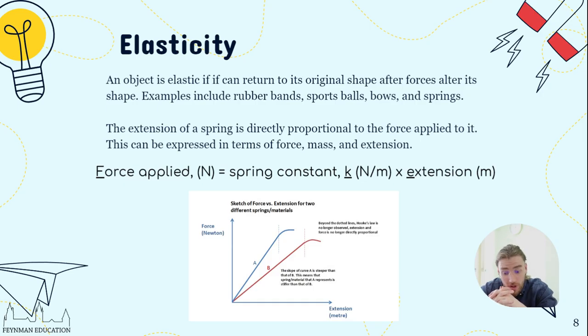Okay, the spring constant, K, is going to be a constant value for a specific material. So a metal spring and a plastic spring are going to have different spring constants due to the material they're made up of. Okay.